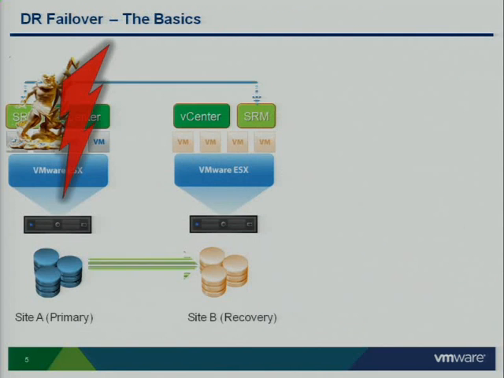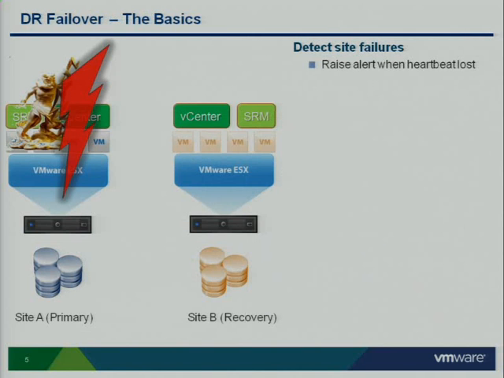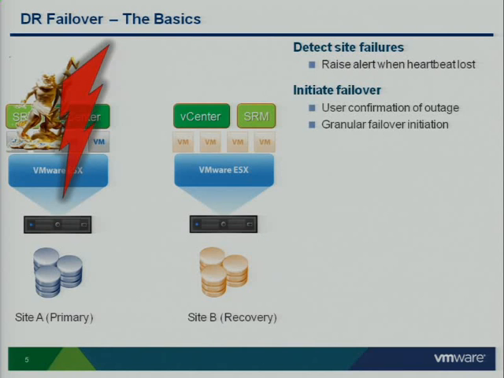Real quickly on the basics. The first thing that SRM does is detect a site failure. It'll detect a site failure because I've lost storage connectivity or network connectivity. You'll initiate failover. Unlike high availability or HA, which is automatic, a disaster requires user confirmation. Typically, most companies will have somebody who is pay grades higher than most of us who'll decide and say, yes, I would like to declare a disaster.